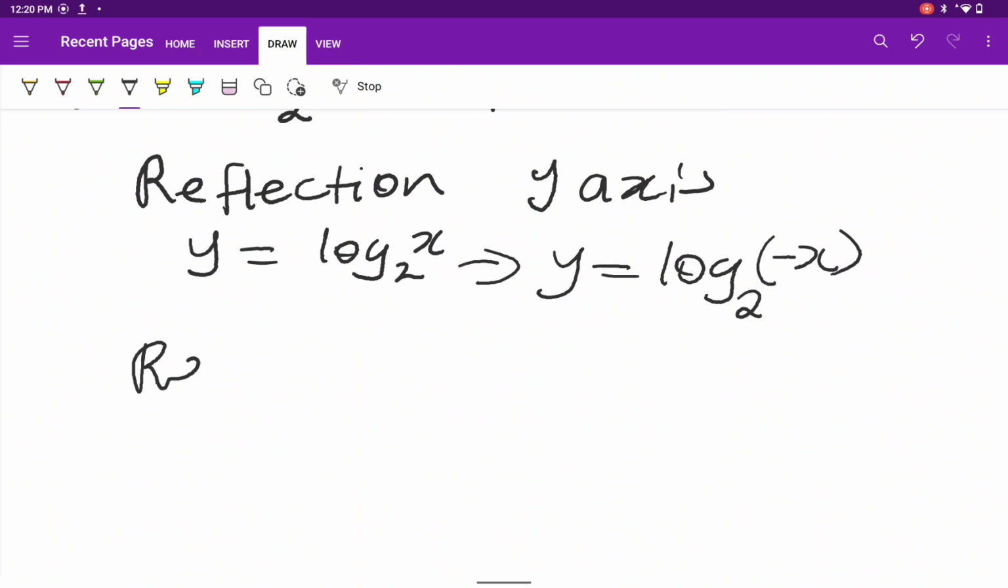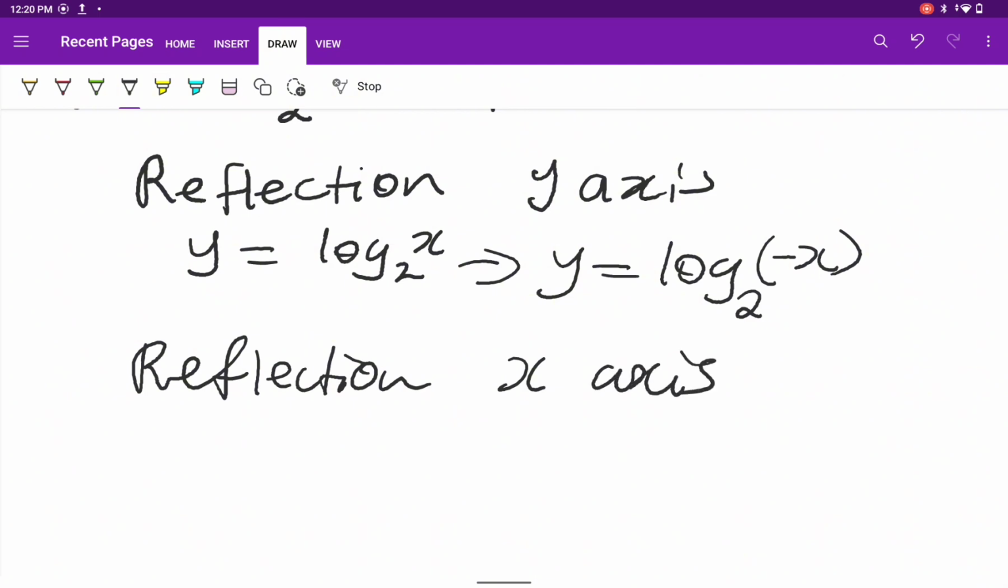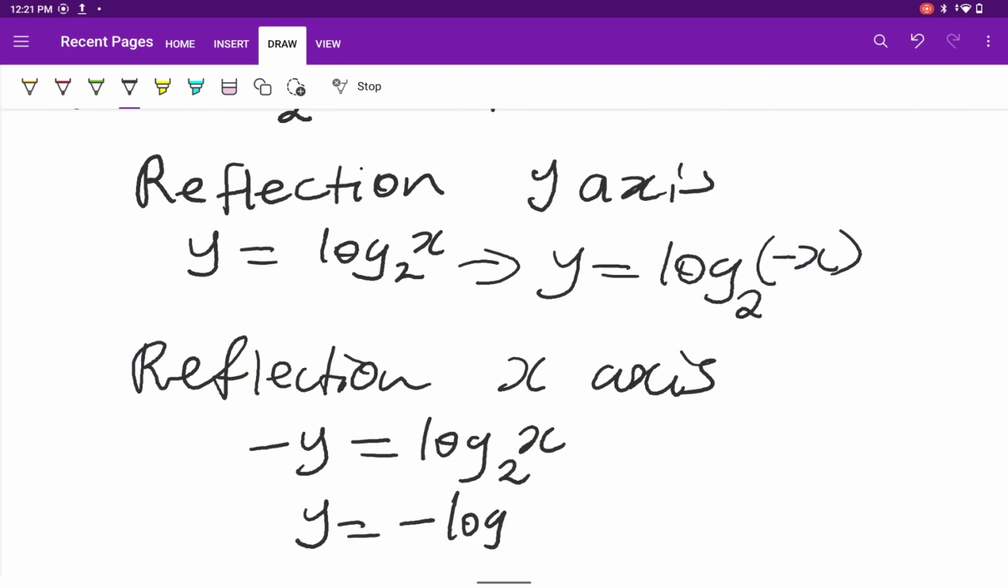So let's look at the reflection along the x-axis. For reflection along the x-axis, y changes the sign, so we will have minus y equals log of x base 2. Multiplying by minus on both sides, we'll have y equals negative log x base 2. So that is how we do a reflection along the x-axis.